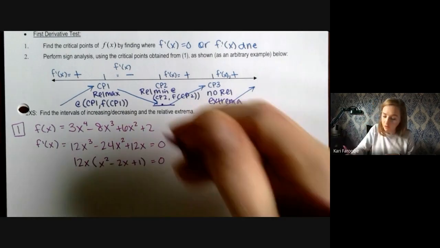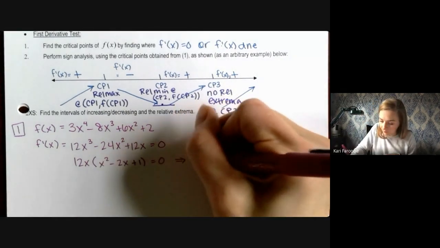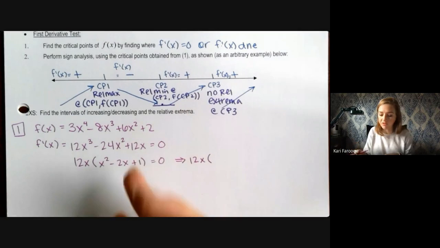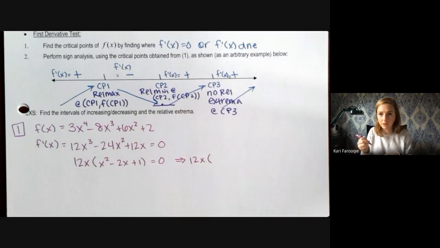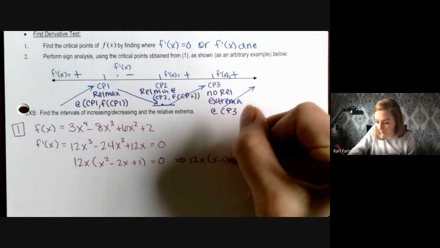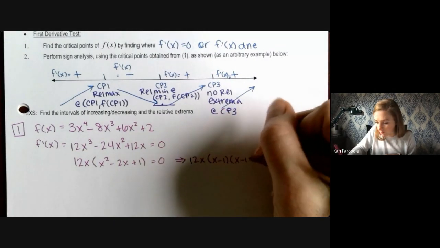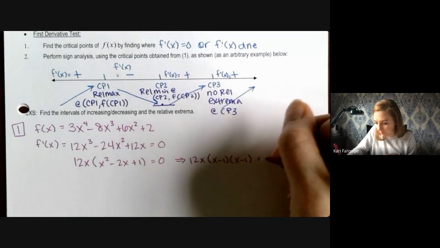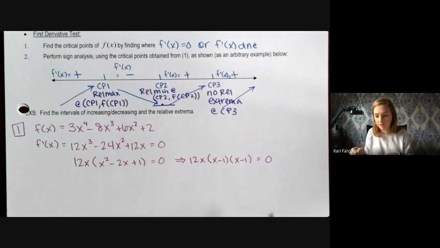And then we can further factor this. You're looking for two numbers that multiply to 1 and add to -2. And those values give us x minus 1 times x minus 1 equals 0. You can always double check that. This is a perfect square trinomial, x squared minus 2x plus 1.